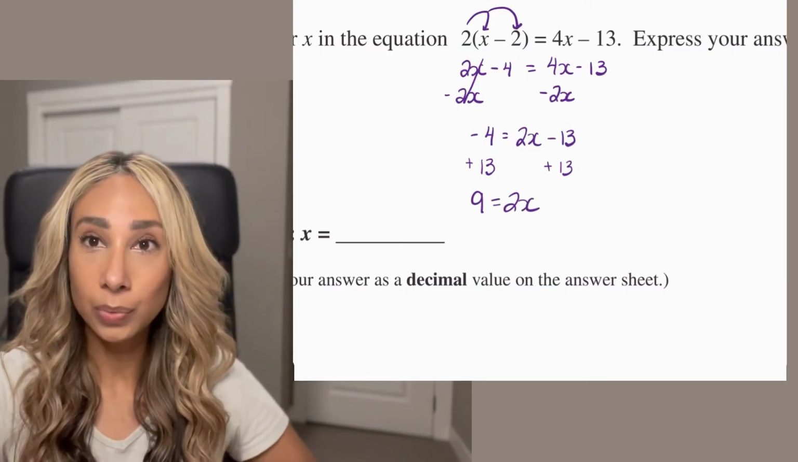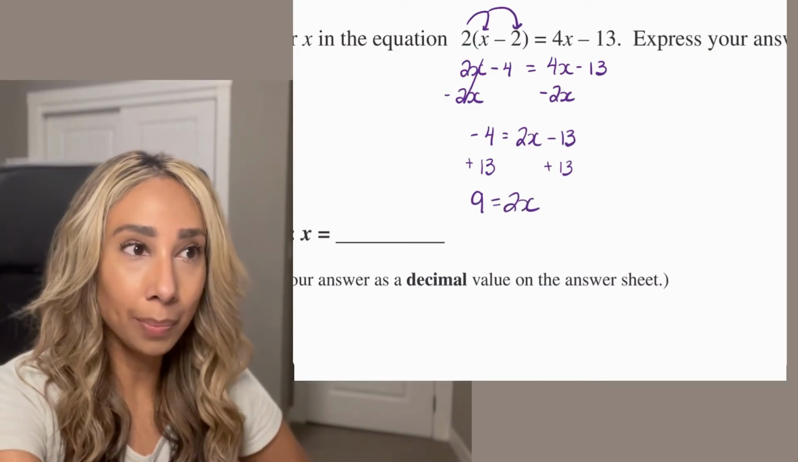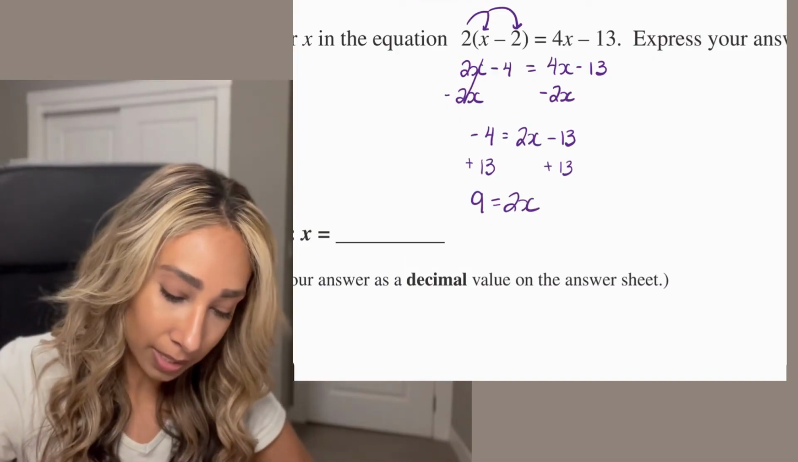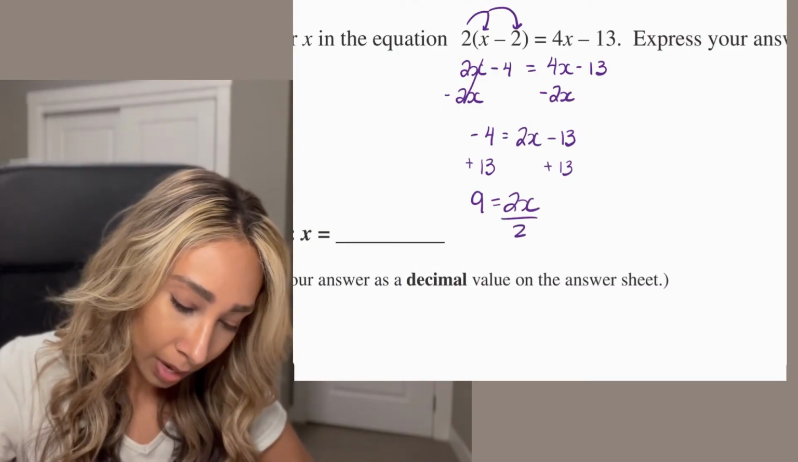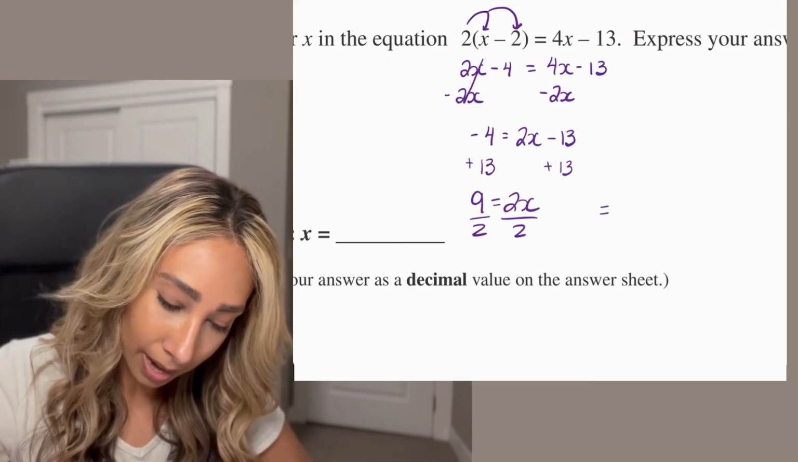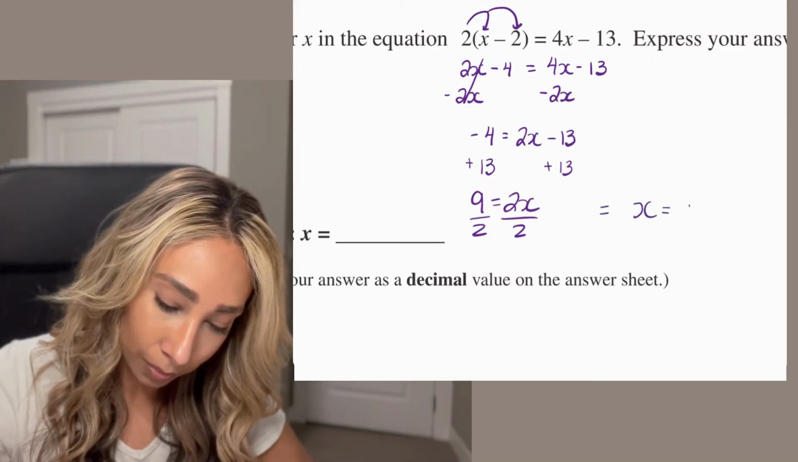So remember, 2x is really saying 2 times a number. That means we need to divide. So we're going to divide both sides by 2. So I'm going to write it with x on the left side. So x is equal to 9 over 2.